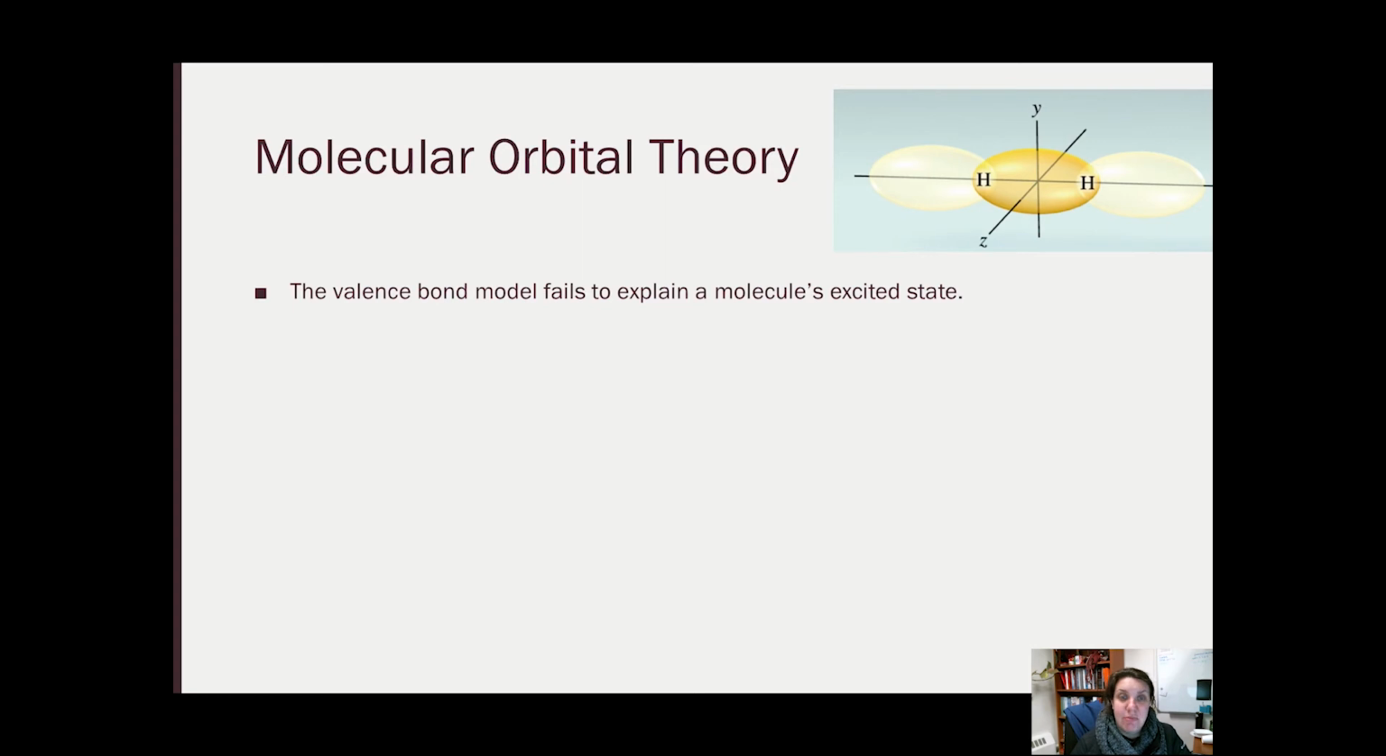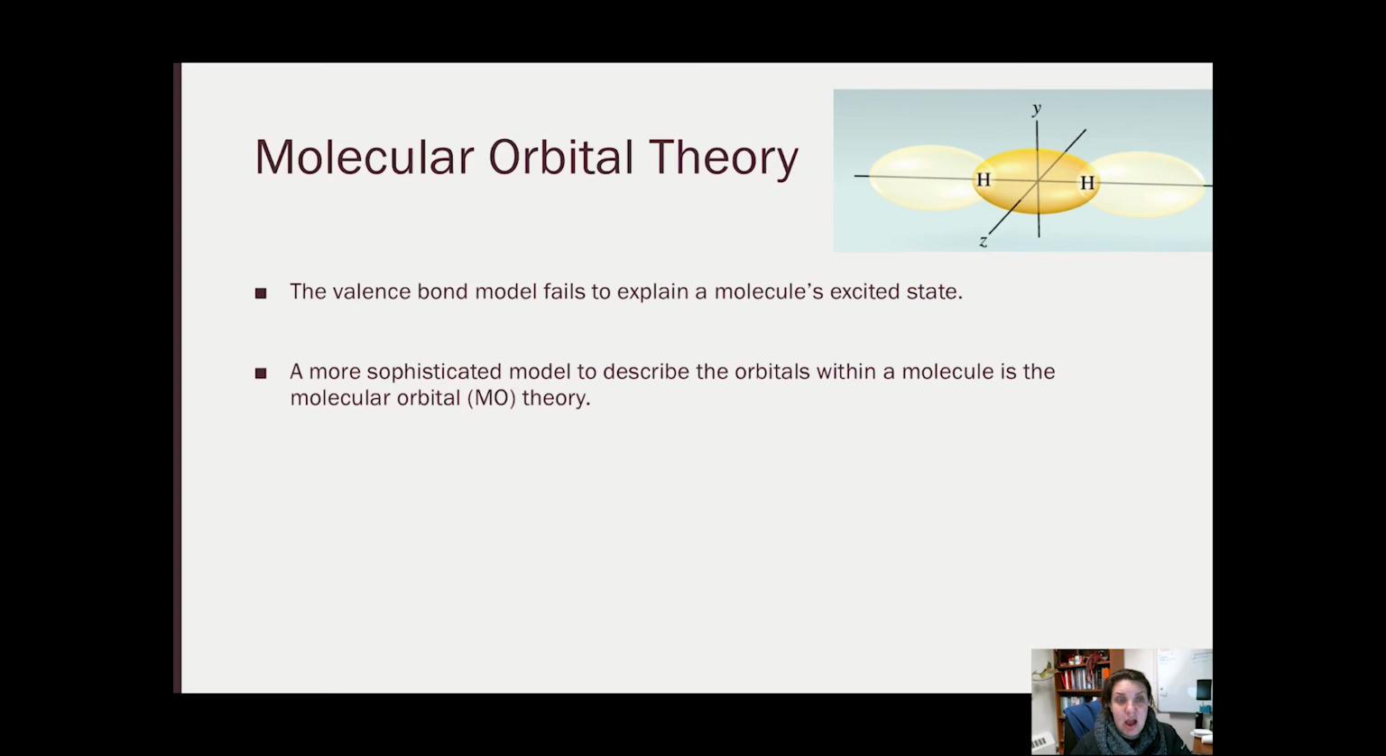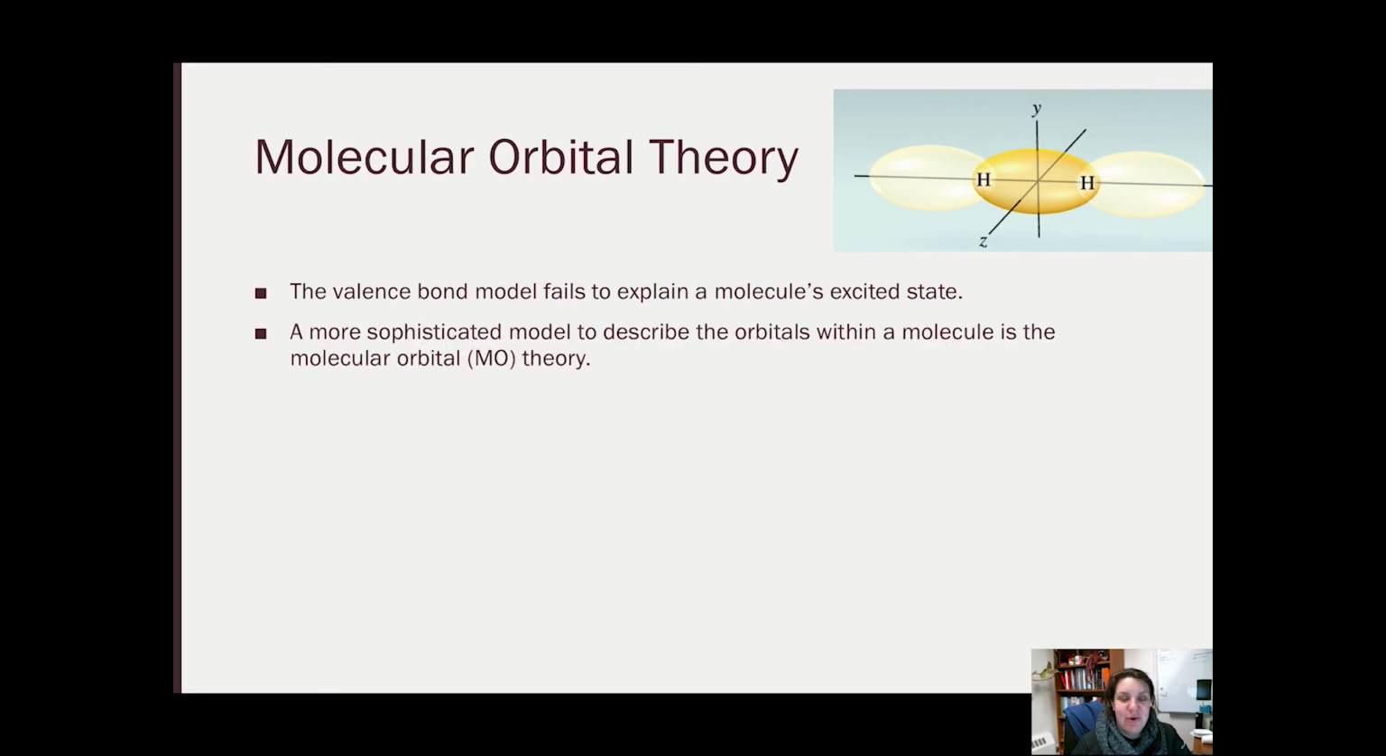It is definitely a more sophisticated model, a little bit harder to understand, a little bit more math involved in the making of it, but we're not going to be doing any math, we're just going to be looking at it. We're going to use molecular orbitals instead of the atomic orbitals. Atomic orbitals overlap to give rise to molecular orbitals, where the molecular orbitals describe the entire molecule.